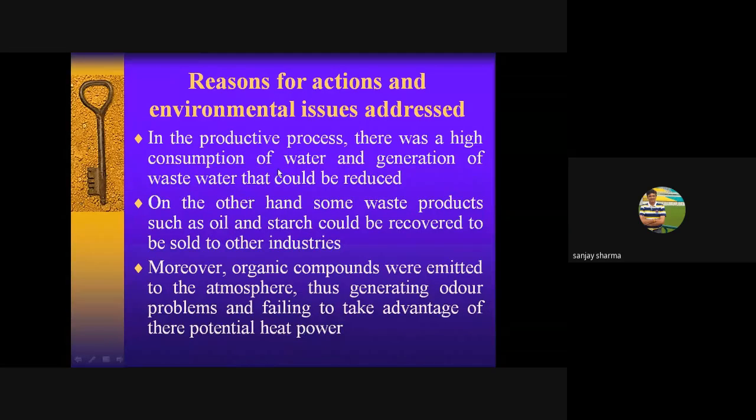So the actions to be addressed were in the productive process. There was a high consumption of water and generation of wastewater that could be reduced. First, यहाँ पे washing में हो रहा था. On the other hand, some waste products such as oil and starch could be recovered and sold to other industries, because starch is basically a raw material for some other industries which can be utilized. Moreover, organic compounds were emitted to the atmosphere, generating water problems, failing to take advantage of their potential heat power. So जहाँ पे 1200 वो ज़्यादा था, so उसको भी utilize कर सकते हैं.